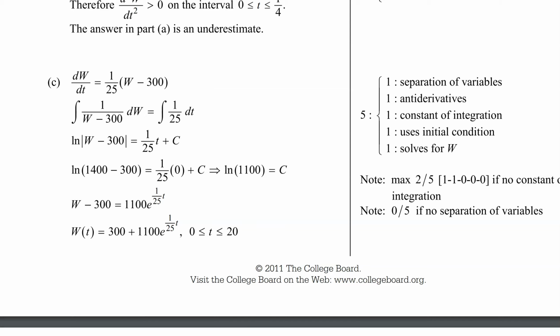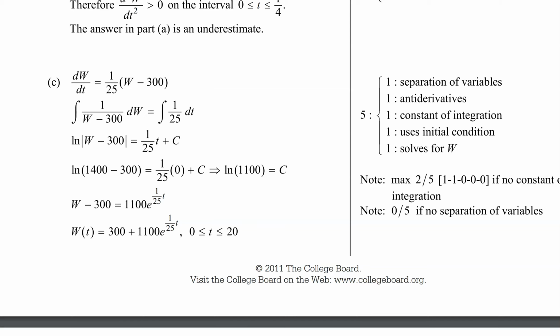Okay, but if you forget to add c, there's no way you can get any more partial credit. So let's say you did separate correctly, you did get the antiderivatives right, but you forgot to add plus c on the same line when you took antiderivatives. You could only get a maximum of 2 out of 5. So always remember, separate and add c.